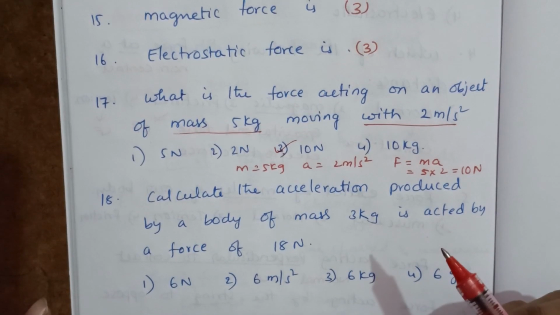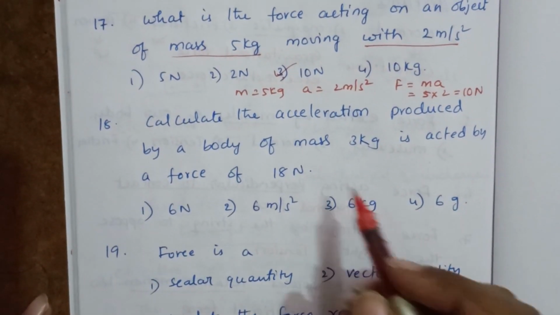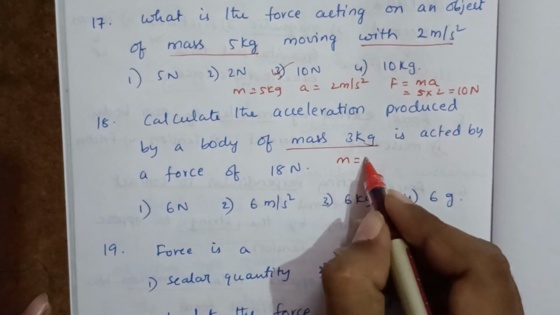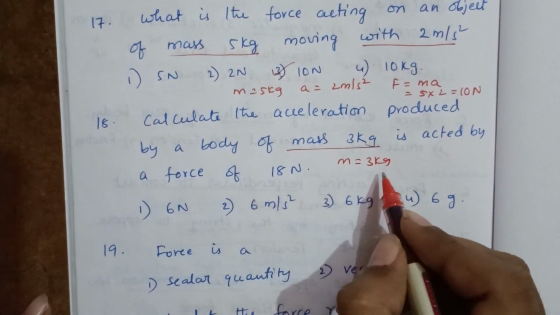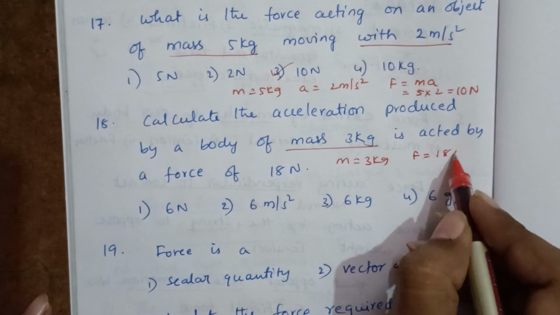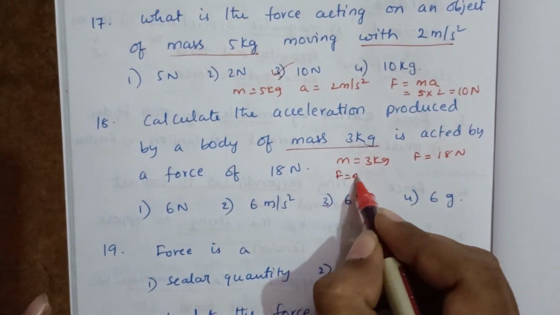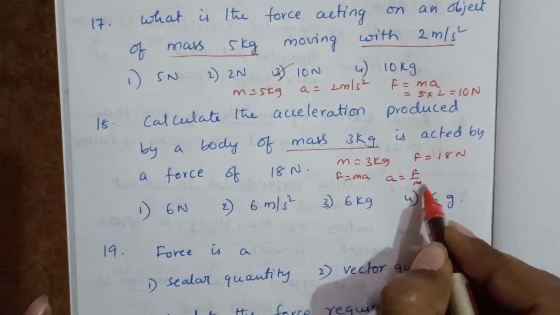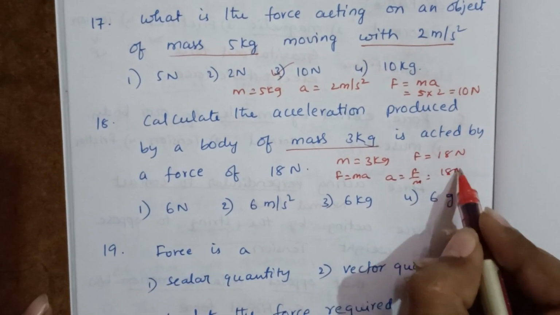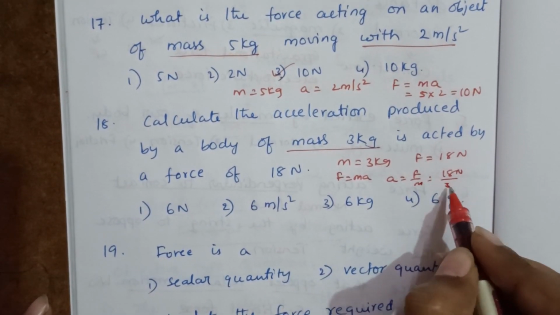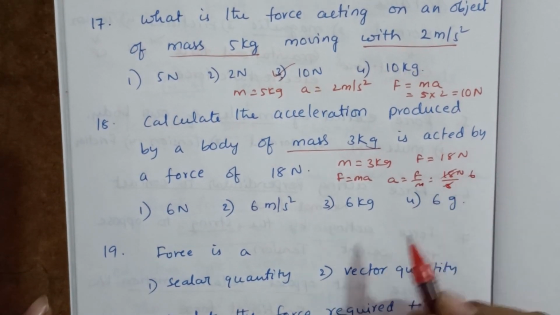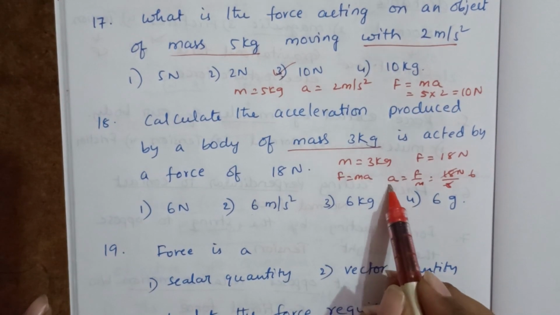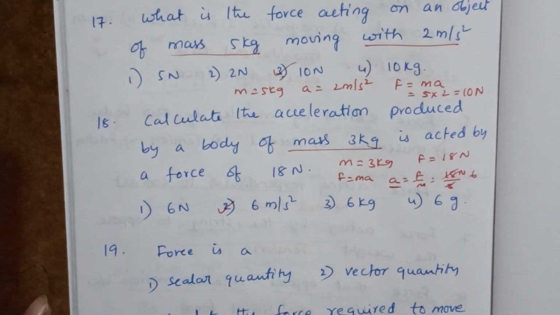Next, calculate the acceleration produced by a body of mass 3 kg acted upon by a force of 18 newtons. Same formula: F equals mass into acceleration. We should find acceleration, which is force by mass, 18 newtons divided by 3, so 6. The acceleration unit is meter per second square.